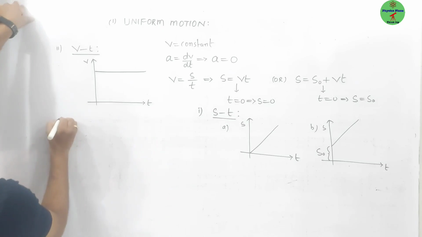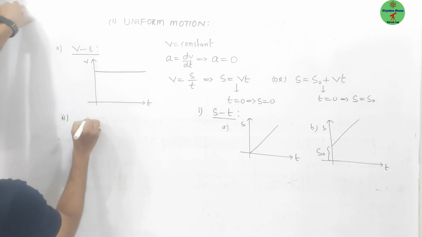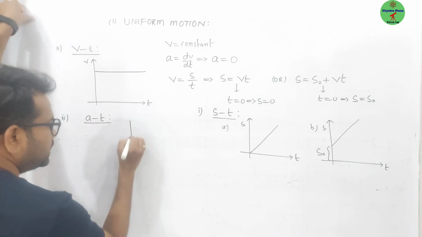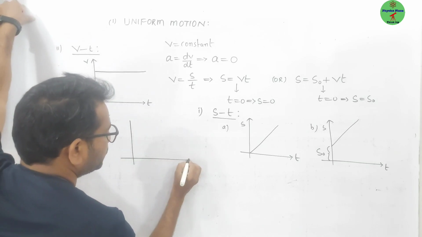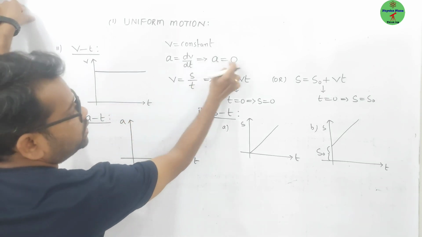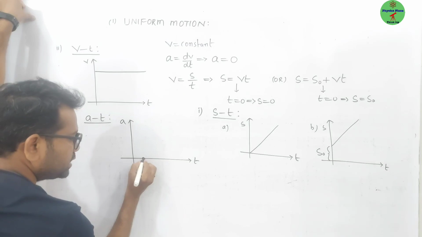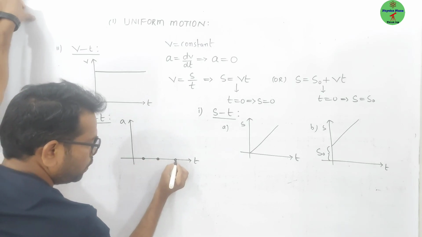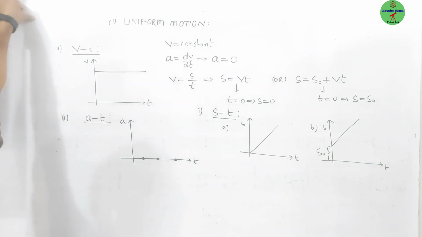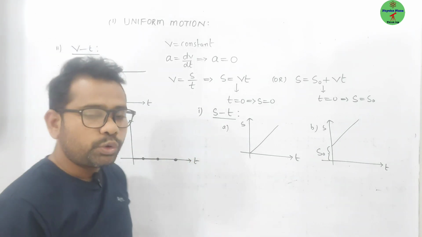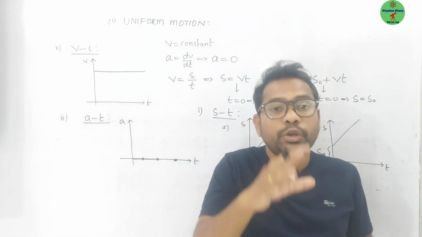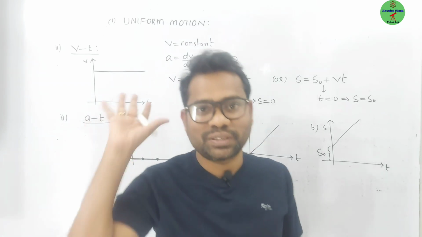Okay, fine. And the third one, what is that? The acceleration-time graph. Children, in the acceleration-time graph, this is time and this is acceleration. So acceleration is 0, right? Which means we get a straight line that coincides with the time axis. That's it. This is uniform motion. Just copy this. Now we study the uniformly accelerated motion.